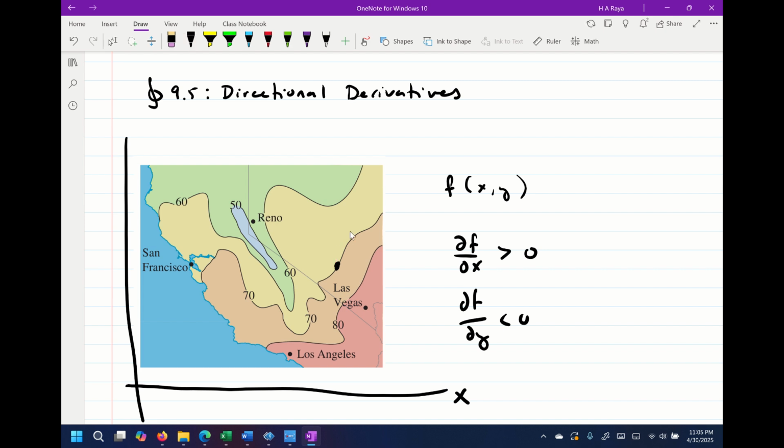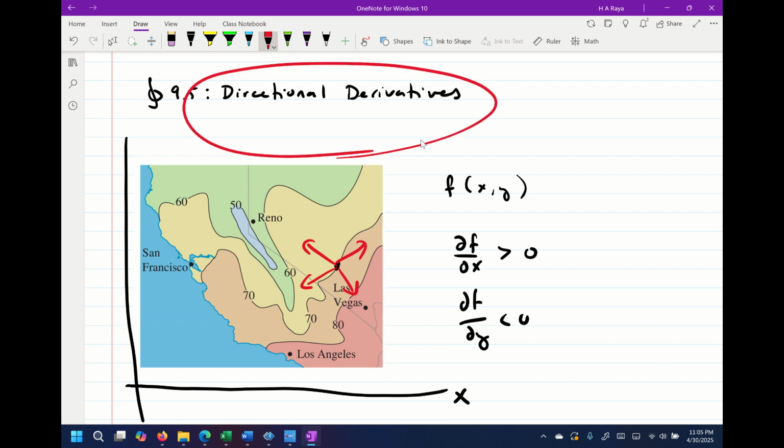But when you're walking the globe, you're not limited to only walking left or right or up or down. You can actually travel in all sorts of different directions. And this concept is what directional derivatives are trying to capture.